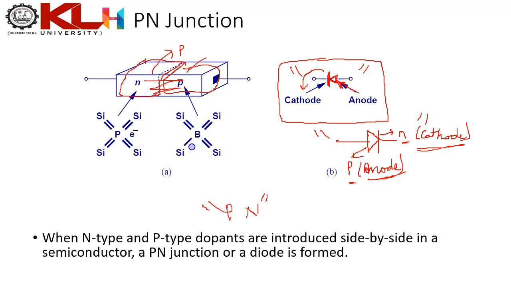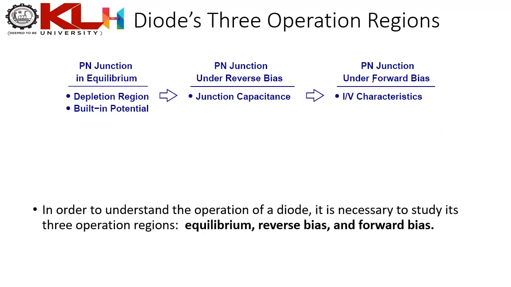Okay, so it is important that you remember this. The PN junction diode has three regions of operation. Very important to understand these three. The first region of operation is when the PN junction is in equilibrium. The second region of operation is when the PN junction is under reverse bias, and the third region of operation is when the PN junction is under forward bias. So we'll see each of these regions for better understanding of the diode.